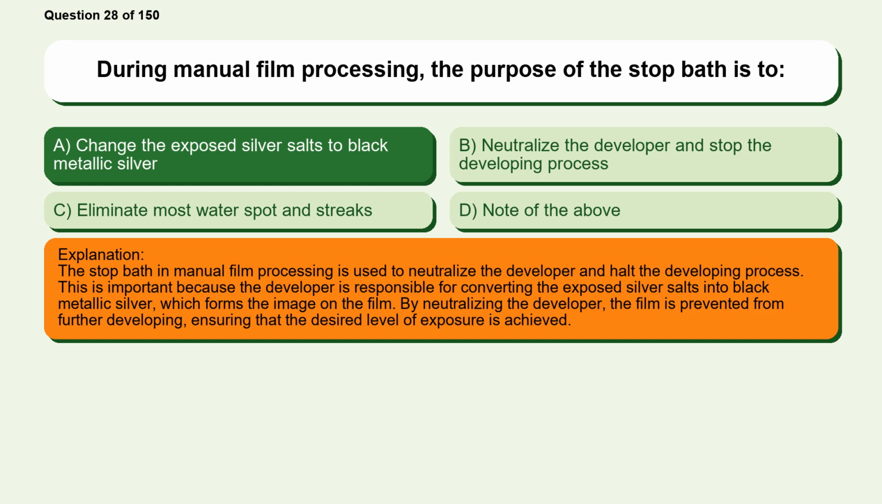The stop bath in manual film processing is used to neutralize the developer and halt the developing process. This is important because the developer is responsible for converting the exposed silver salts into black metallic silver, which forms the image on the film. By neutralizing the developer, the film is prevented from further developing, ensuring that the desired level of exposure is achieved.